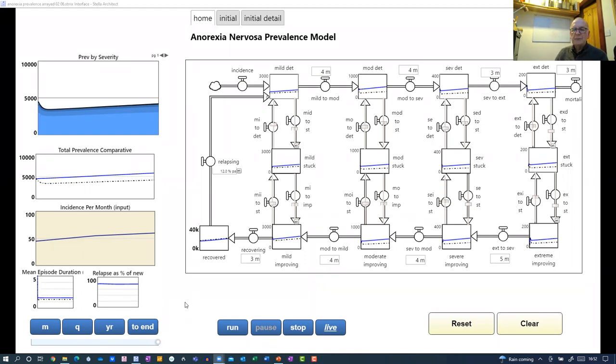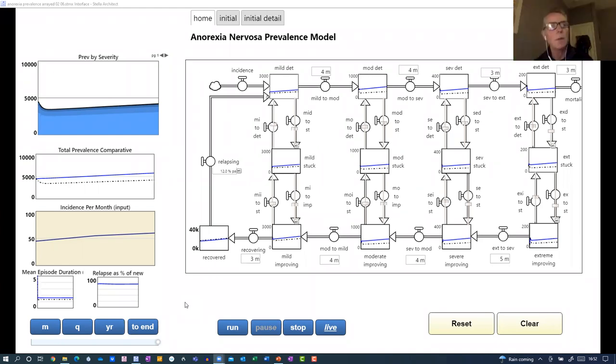But actually, when we showed it to people who had lived experience of anorexia, they almost universally liked it and it triggered conversations that were of use to clinicians and planners. But David, would you like to say a bit about that process?